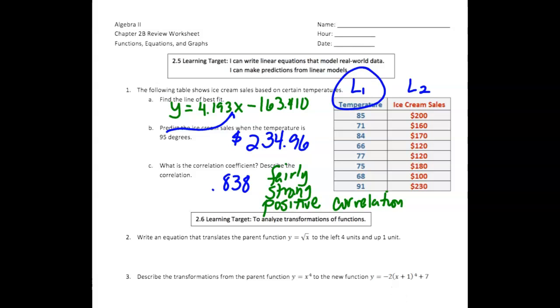When you get down to things like a 0.5 or lower, it's a pretty weak one. I wouldn't use it to make predictions about anything. Okay.